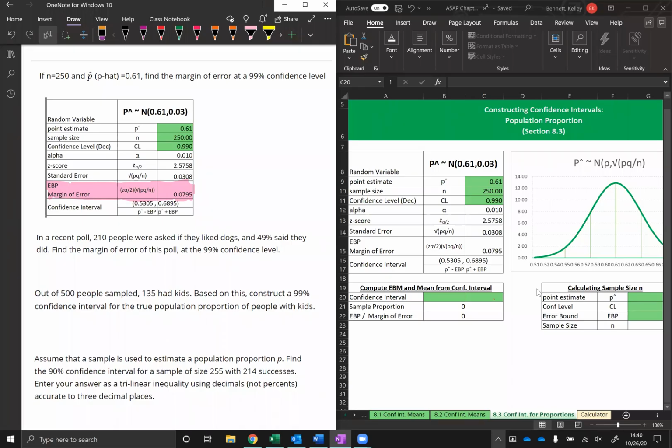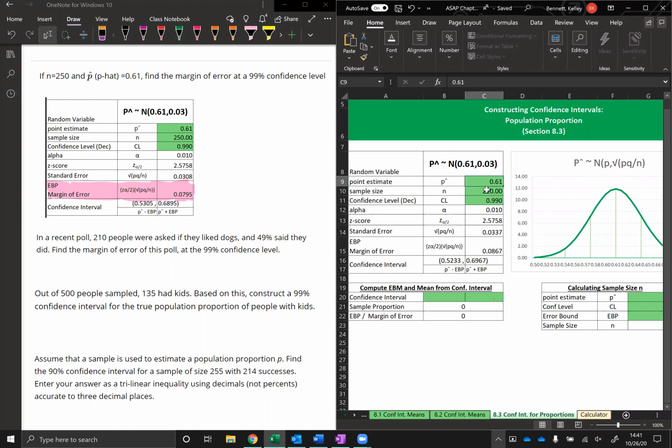In the next question, we're asked about polls. In a recent poll, 210 people were asked if they liked dogs, and 49% said they did. Find the margin of error of this poll at the 99% confidence level. So we want to take n, our sample size, which is 210.